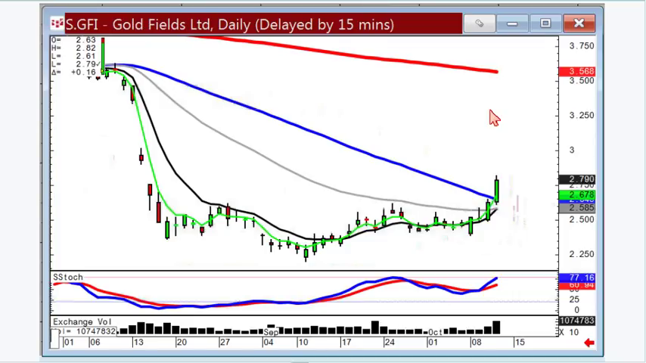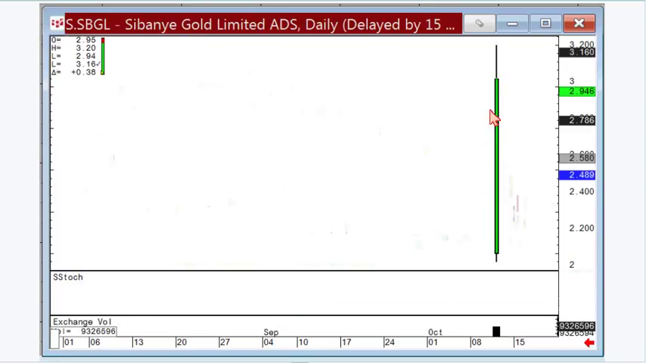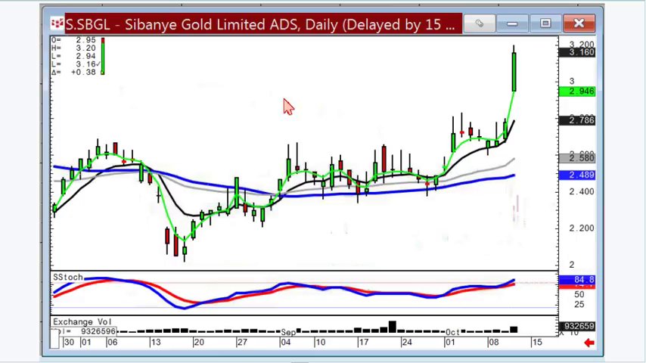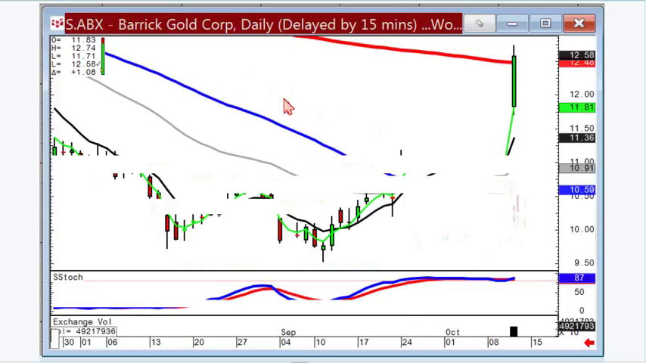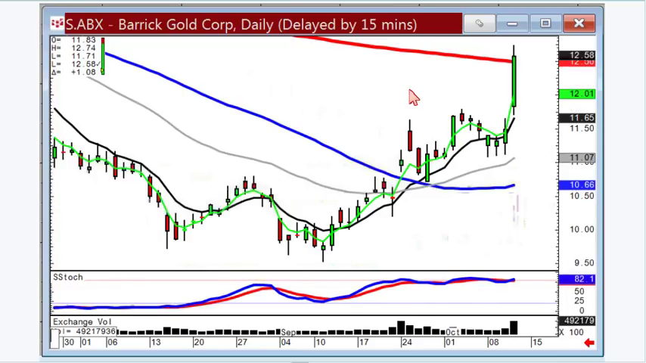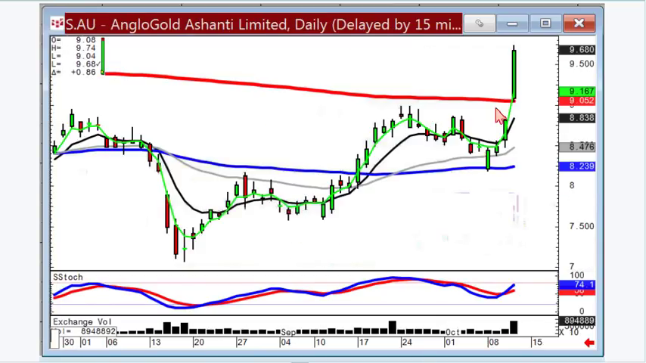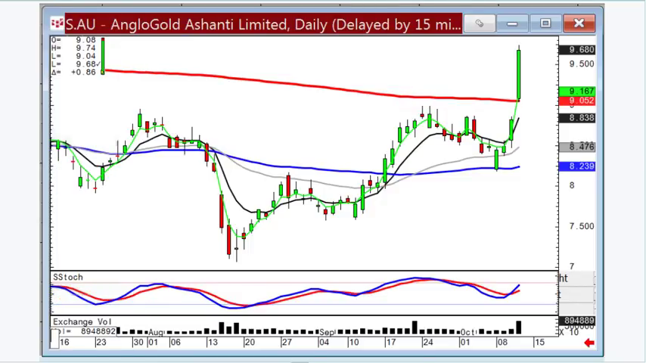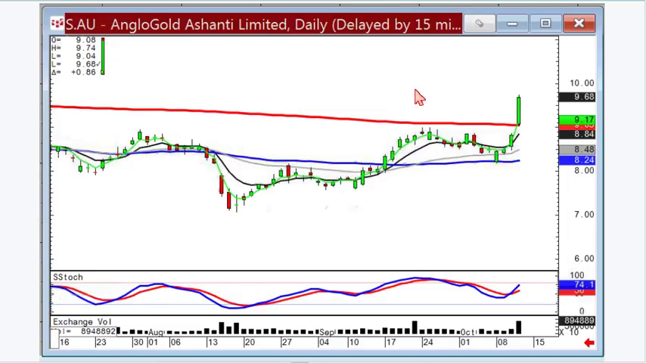So there's going to be a lot of good-looking gold stocks. Now it's just a matter of deciding which ones are the best. Here's a fry pan bottom breakout on SBGL. ABX, J-hook pattern. AU, there's your bobble breakout. Notice how it did a little belt hold right off the 50, went through the 200. Probably a good indication that there's going to be a lot more upside.